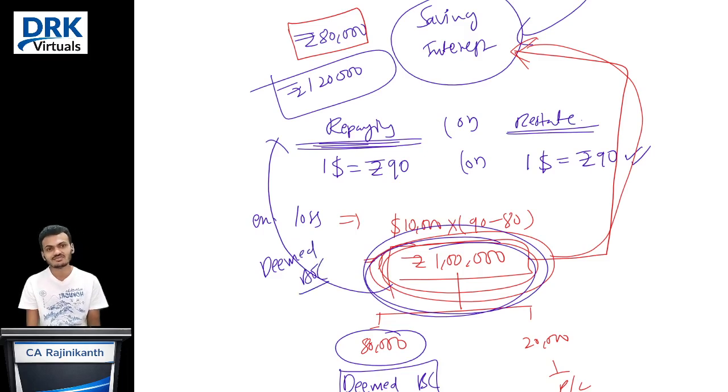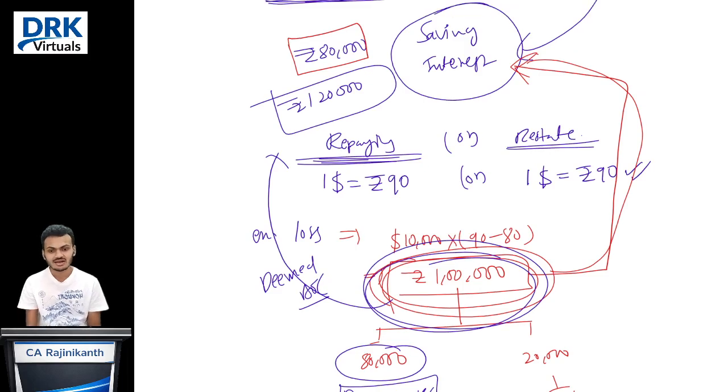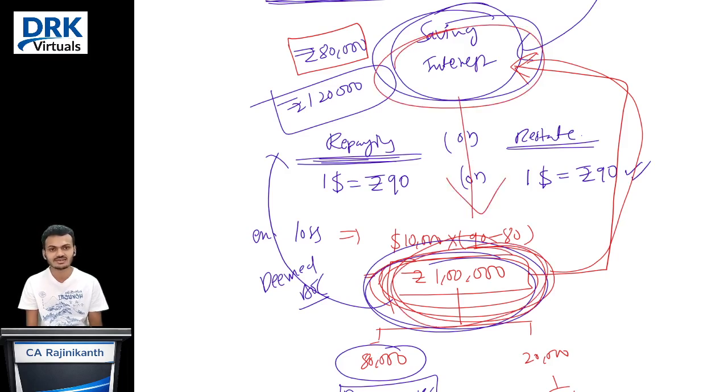From this discussion, what are we understanding? What amount of exchange loss can be included in borrowing cost? Interest saving or exchange loss, whichever is lower. That is our deemed borrowing cost.